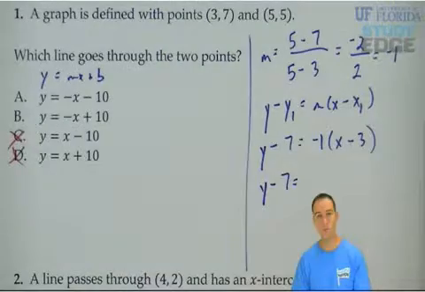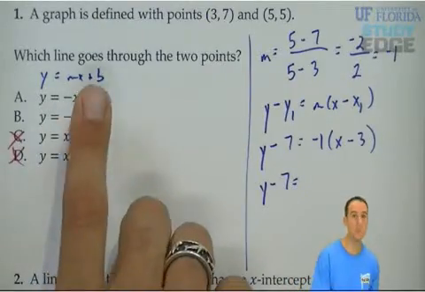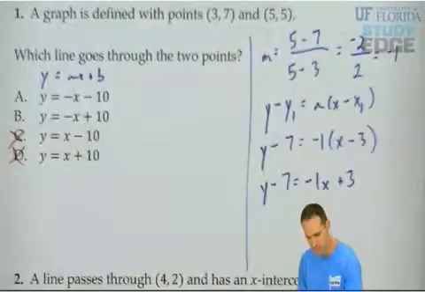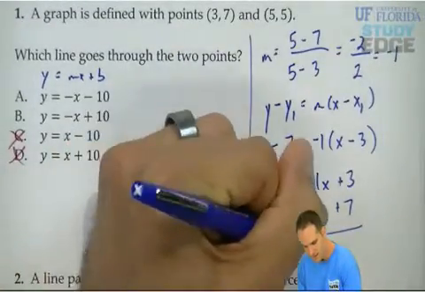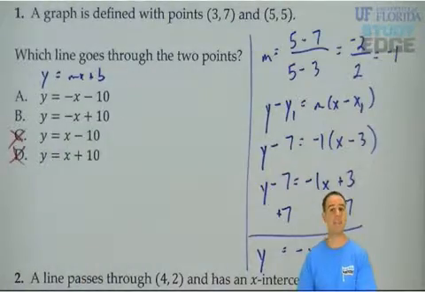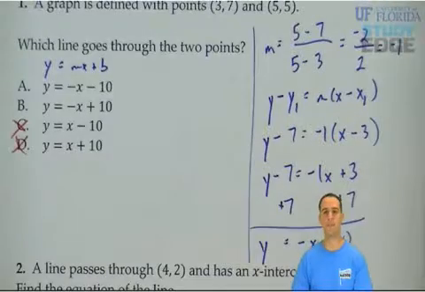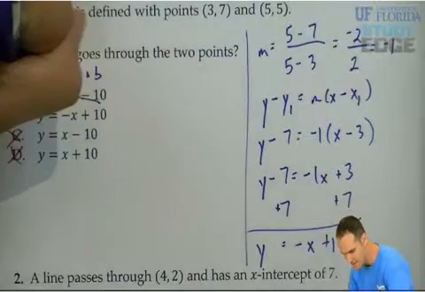y minus 7 equals, distribute the negative 1, because we have to get it now in slope-intercept form. Negative 1x plus 3. Add the 7 over, and get y equals negative 1x plus 10, which is the same as negative x plus 10. So if we can get E out of the way, we can see the answer is D.